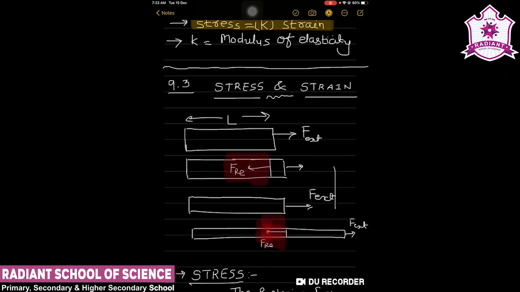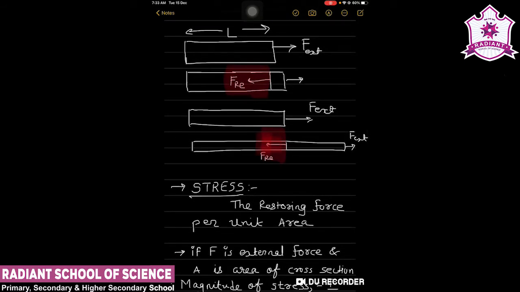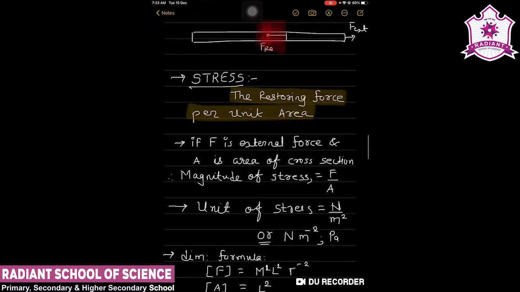The restoring force per unit area is defined as stress. So here we can define the term stress. First we define the stress: restoring force per unit area. This restoring force per unit area is called stress.